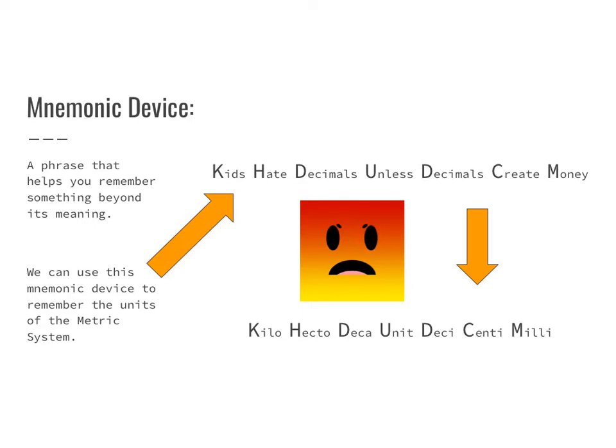We can use this mnemonic device to remember the units of the metric system. This is the one that I've taught in class, but kids usually know another one as well. So kids hate decimals unless decimals create money. You can see each letter, the beginning of this phrase is capitalized, and that's to help you remember the units in the metric system. When it says unit here, we're actually talking about meters, liters, and grams.